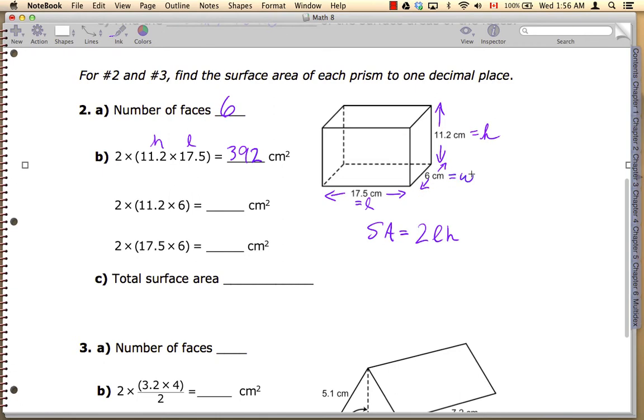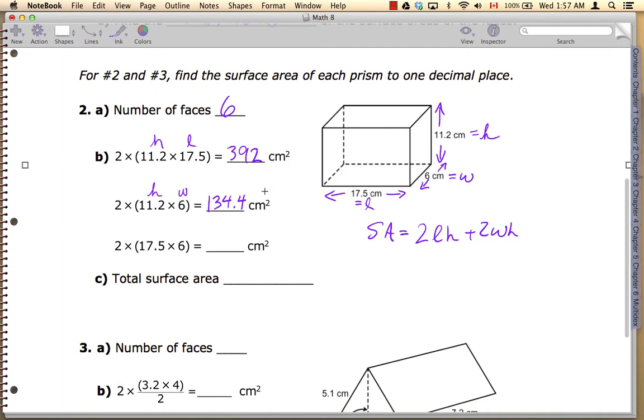If you do 11.2 times 6, you're doing the height times, well, we could call this the width, or if you wanted to, you could call it the depth. Why don't we call this the width? So 11.2 times 6 will give you the area of this right face, and of course the left is exactly the same, which is why we multiply it by 2. So again, this is height and this is width. So doing 2 times width times height gives us another piece of the total surface area. If you multiply 2 times 11.2 times 6, you will get 134.4 square centimeters for that part.